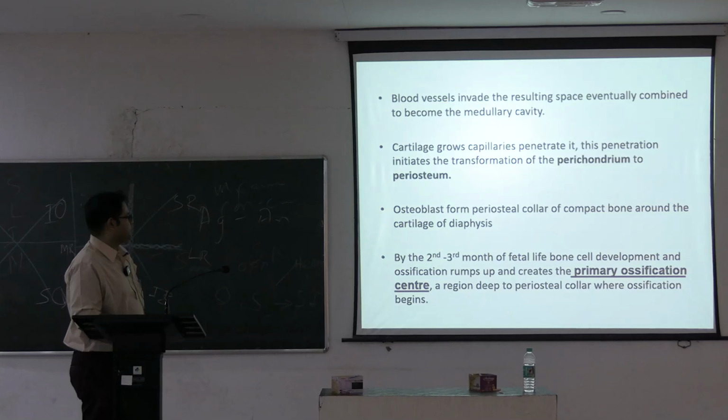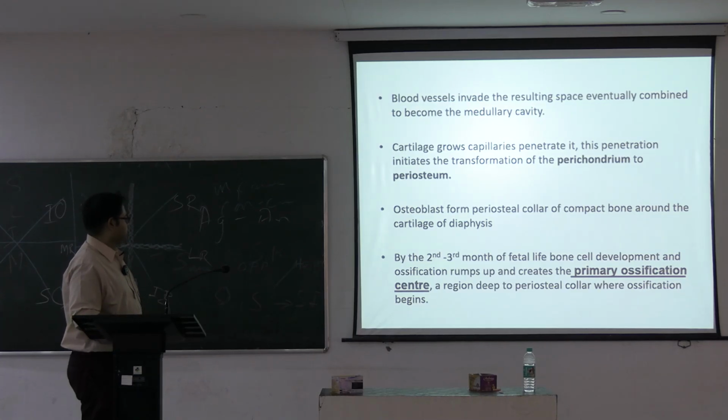The cartilage grows and the capillary penetrates. This penetration initiates the transformation of the perichondrium to the periosteum. Osteoblasts form the periosteal collar around the cartilage of the diaphysis. This part is not that important right now.